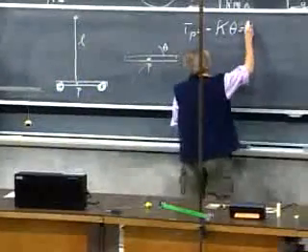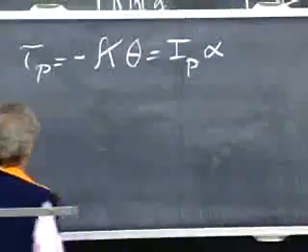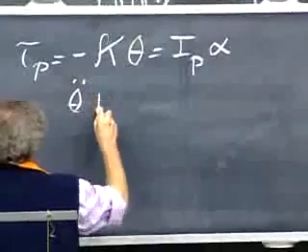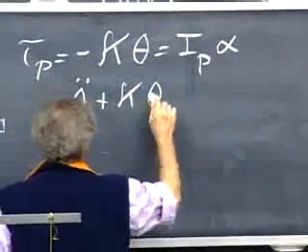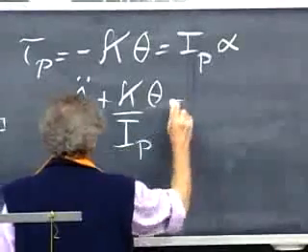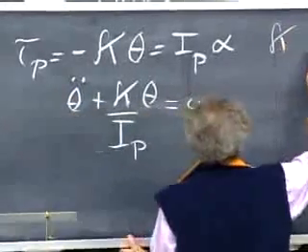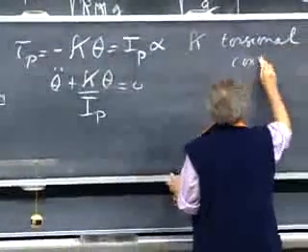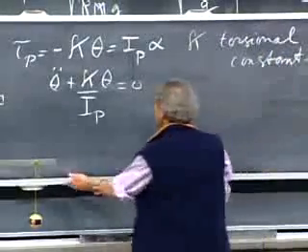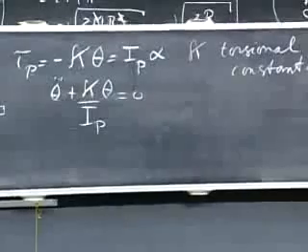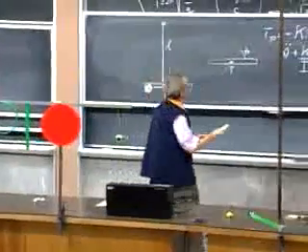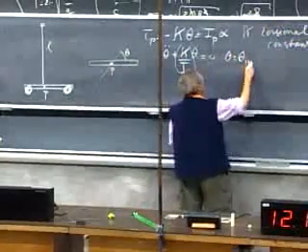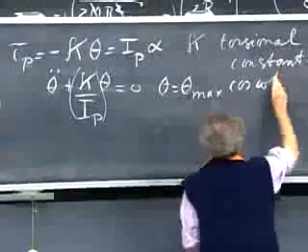And this is the moment of inertia about point P times alpha, and alpha is theta double dot. So we're going to get that theta double dot plus kappa times theta divided by I_P equals 0. And kappa, by the way, is the torsional constant. So we have a differential equation. It's clear that you're going to see a simple harmonic oscillation. This is a constant. And so you're going to get theta equals theta maximum times the cosine of omega t plus phi.